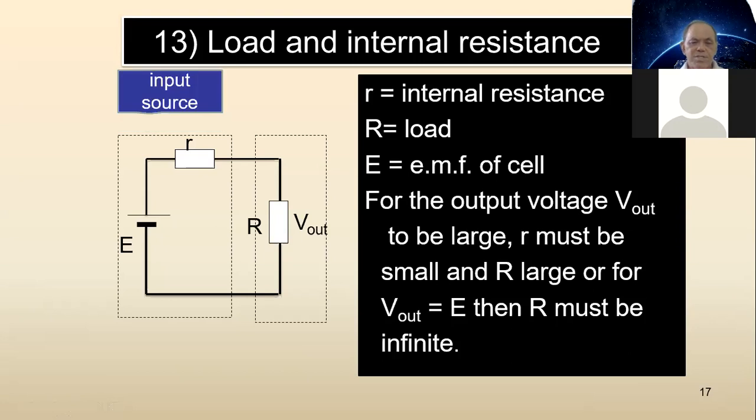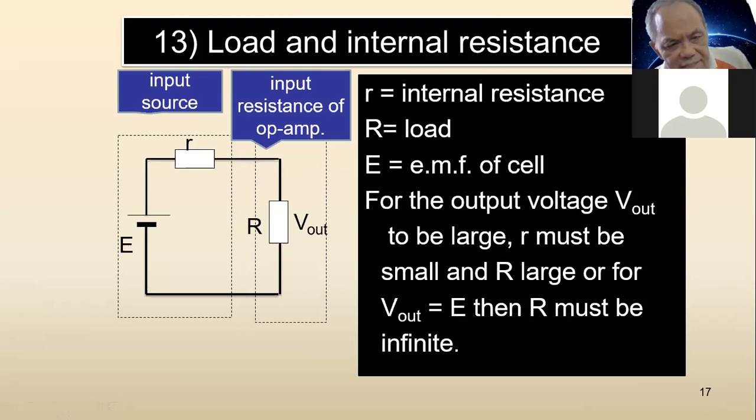Right? So the input source has an internal resistance, and then it is connected to a load. This is usually the source, and then we connect it to the input of the operational amplifier. So that's the reason why we want the input resistance of the operational amplifier to be infinite, that means very, very large, so that all the EMF of the source will appear as V out on the input of the operational amplifier.